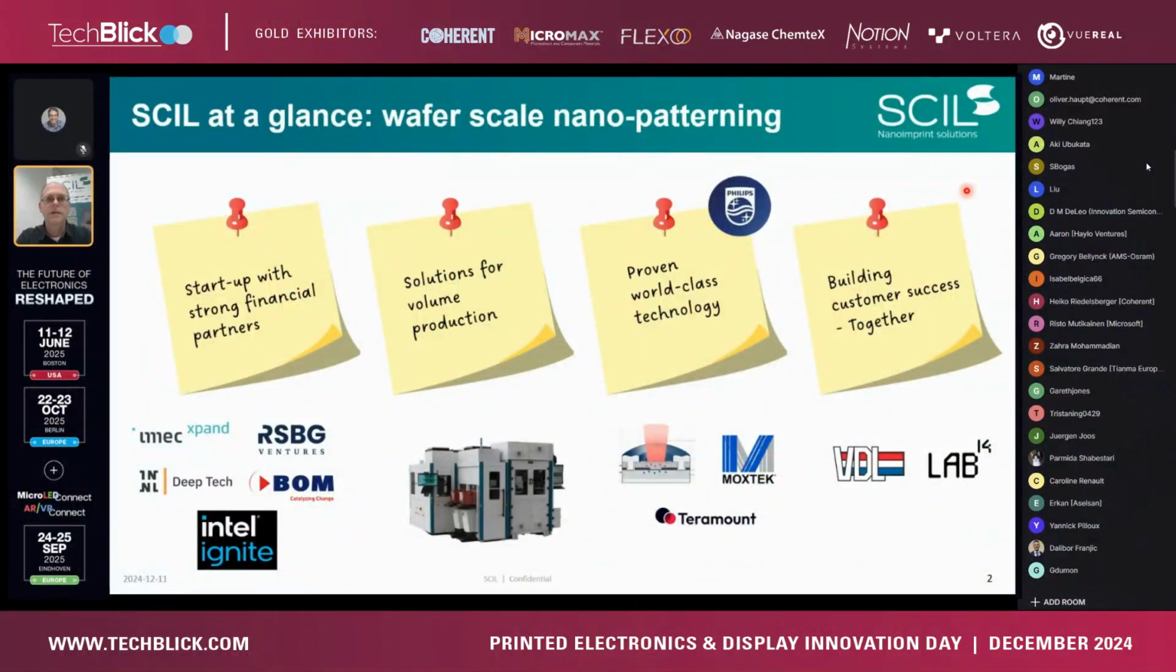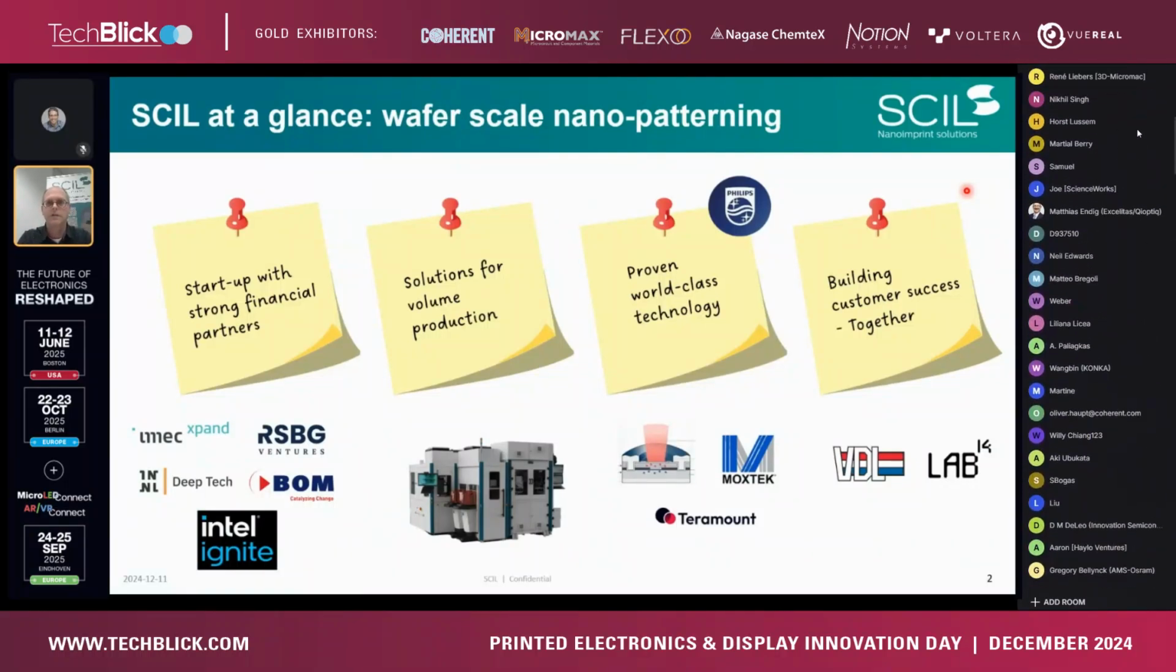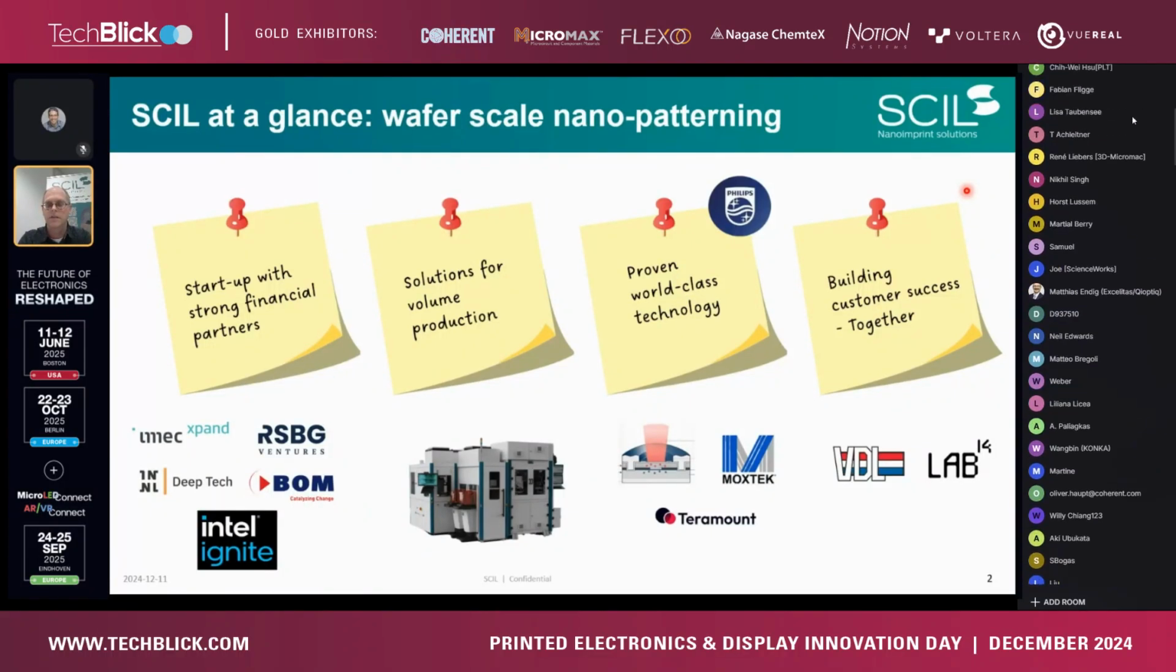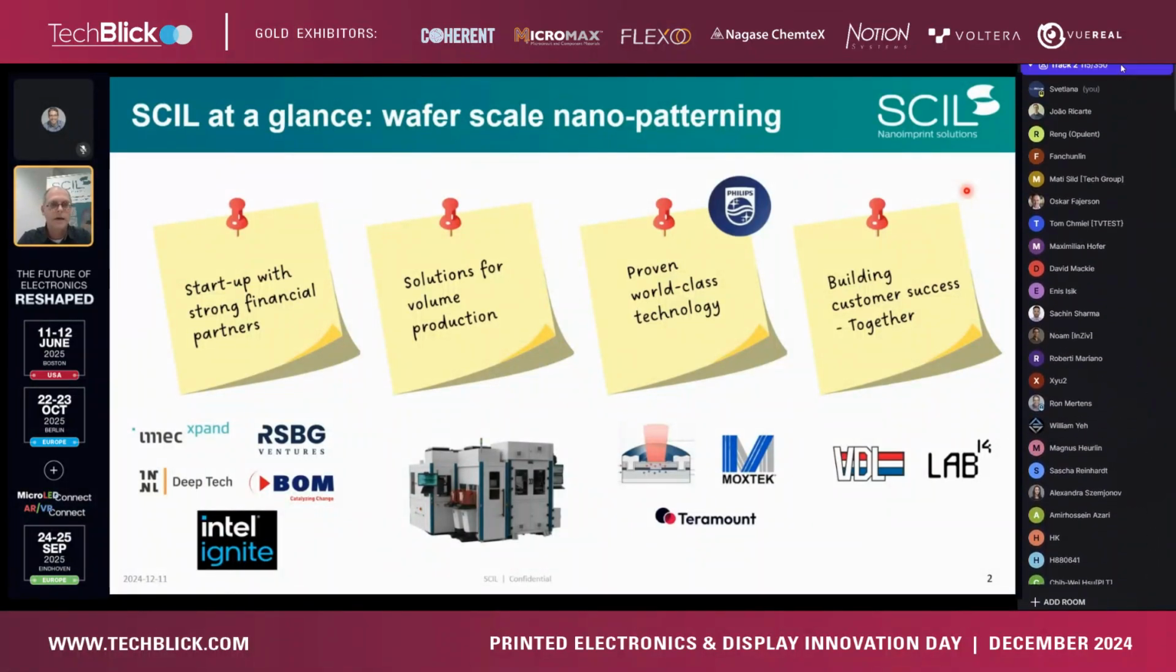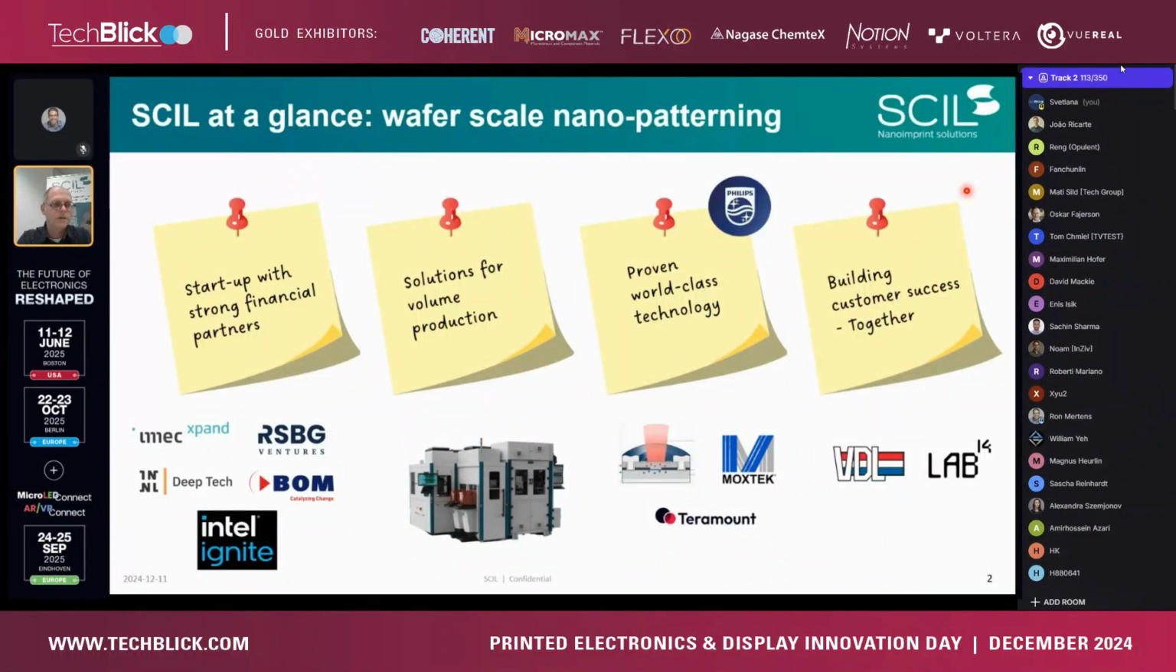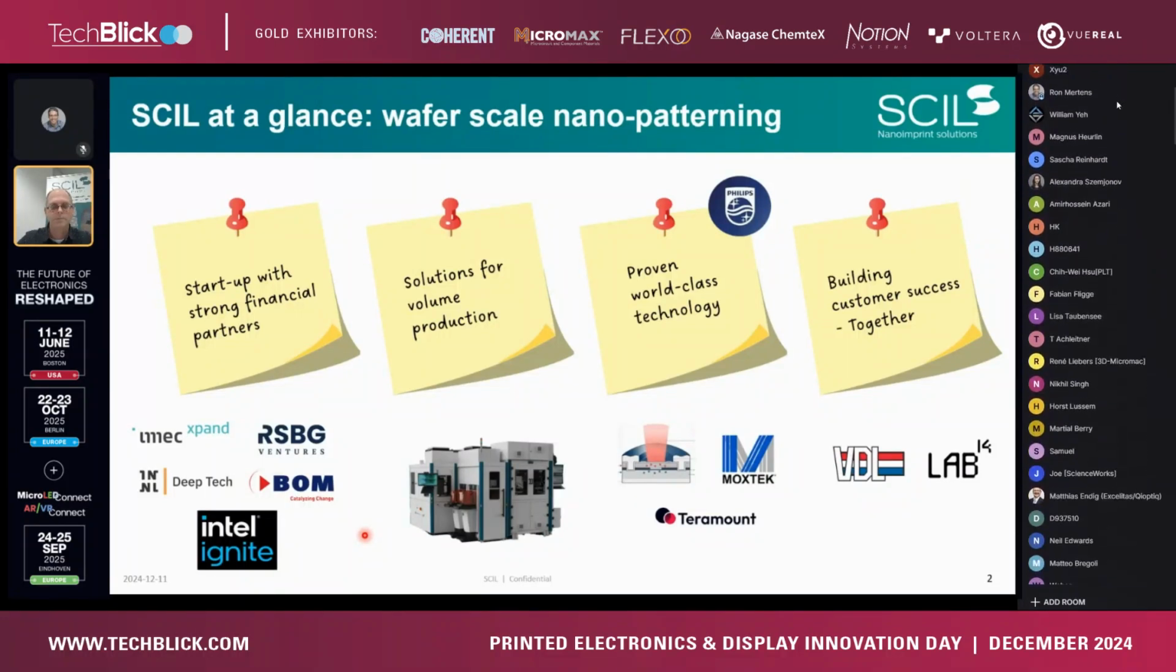Short introduction on SCIL. So we do, as said, wafer-scale nano and micro patterning. We're a relatively young company, although the technology has been developed for over 20 years in Philips Research. We're a spin-out with strong technology and partners like imec.xpand and RSBG, a German deep tech fund, and we have 2 Dutch financial funds. We also ran in the Intel Ignite startup scale-up coaching program, which was very valuable.